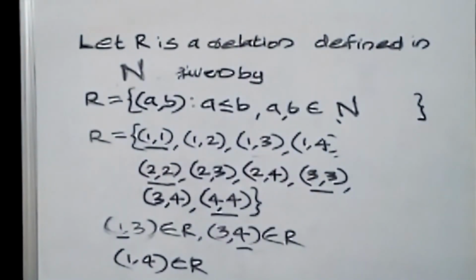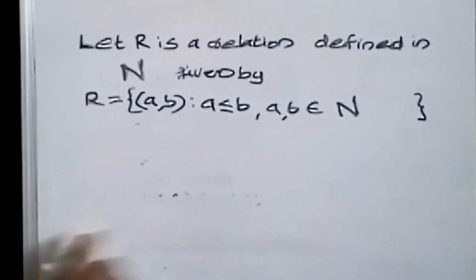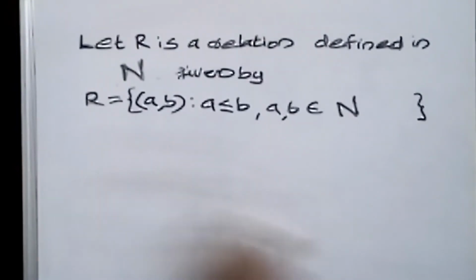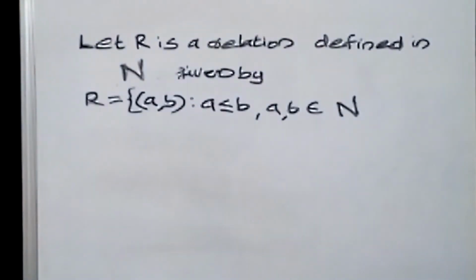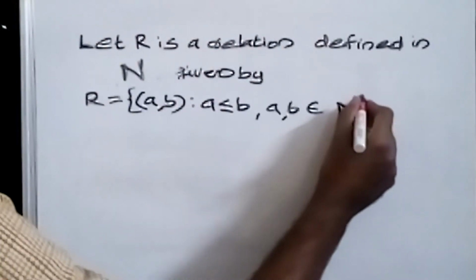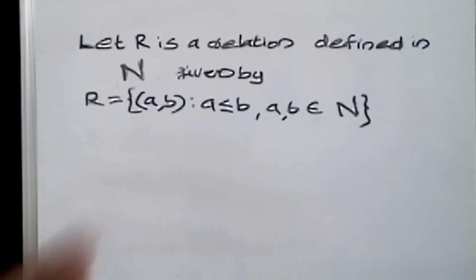Since N is not a finite set, we can prove whether it is a reflexive, symmetric or transitive relation generally. As we have done in the previous question, we cannot list all of the elements of R.